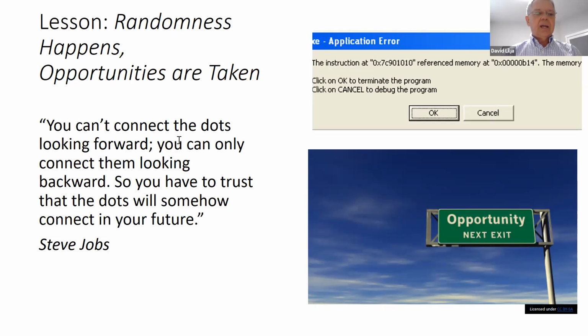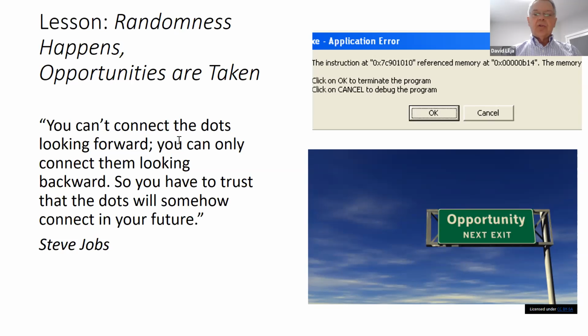He says, you can't connect the dots looking forward. You can only connect them looking backward. So you have to trust that the dots will somehow connect in your future. And I think this is a classic example of that. I had no idea where this was going to go, but I was interested to see, how does this dot connect to the next dot? Looking back, it makes perfect sense. Looking forward, I never would have guessed.